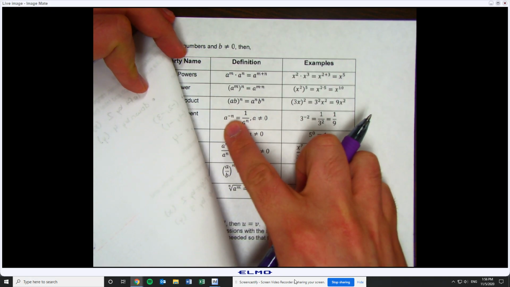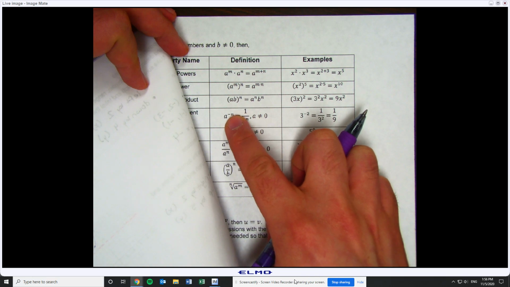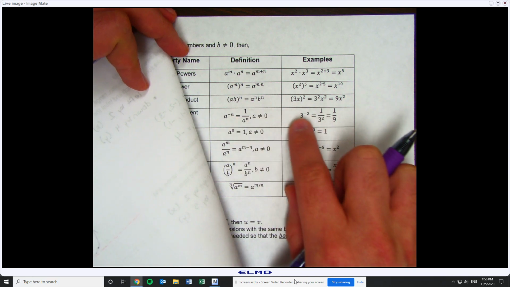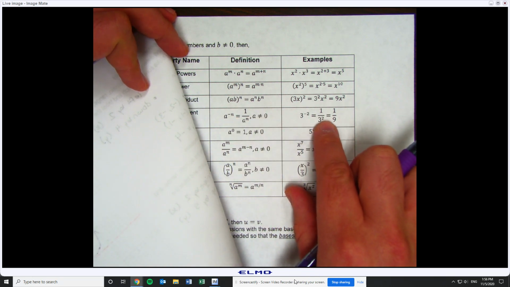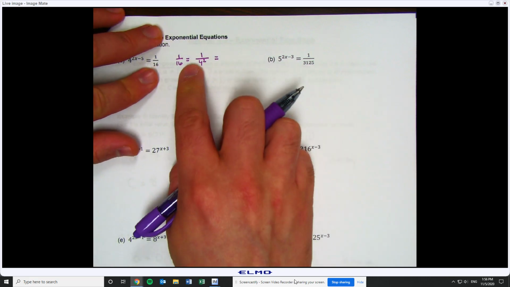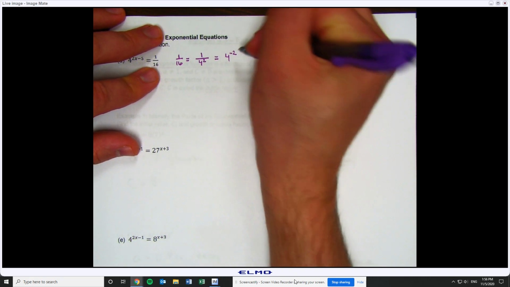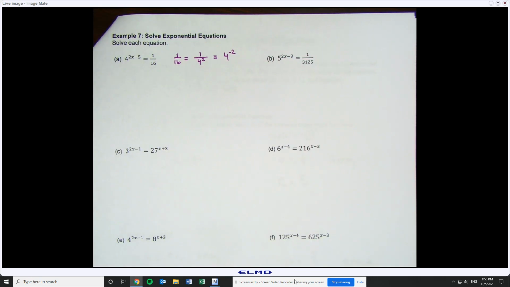If you have a fraction with a positive exponent, you can rewrite it as a negative exponent. So if I have 1 over 3 to the 2nd power, that's the same thing as 3 to the negative 2 power. Applying that right here, this is 4 to the negative 2 power. Now they are both base 4.